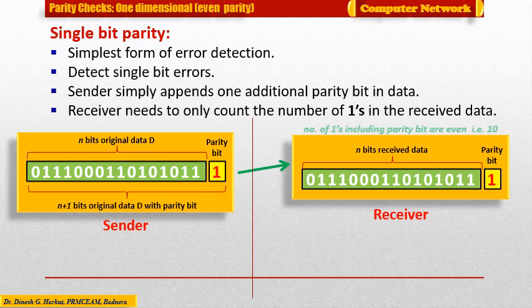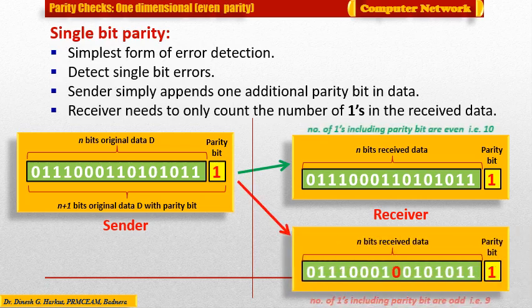If the scheme is even parity, then the number of ones in the entire data, n plus 1 bits, must be even. The receiver knows that the data received is error free if the number of ones comes out to be even. If an odd number of one-valued bits are found with an even parity scheme, the receiver knows that at least one error has occurred.